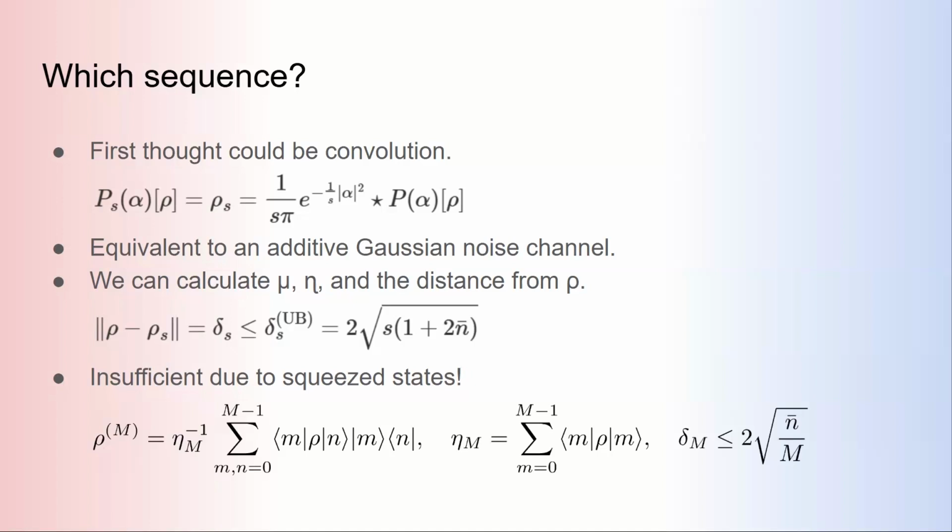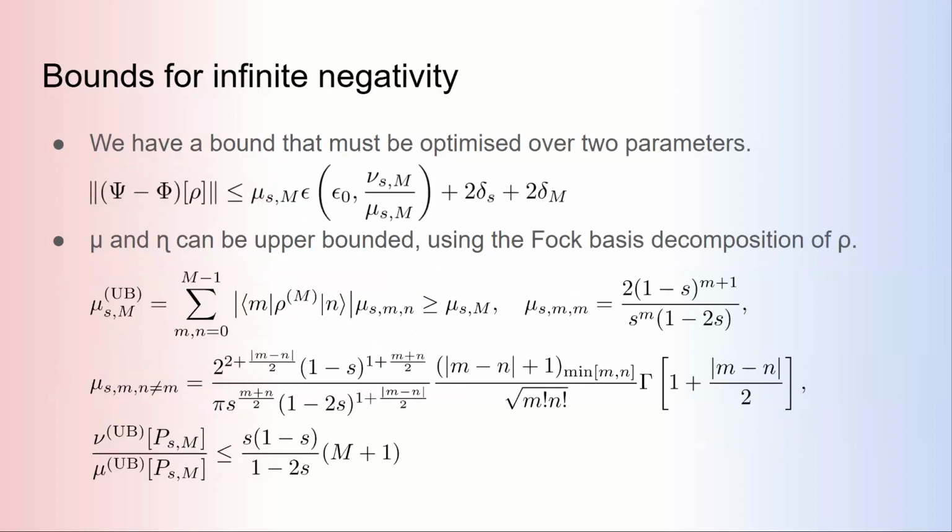But actually this can be tight for pure states, this is tighter. It's just 2 times square root of 1 minus eta m. But for mixed states, it might not be, or there's a different bound. Okay, so then we have bounds for infinite negativity, which have to be optimized over these two parameters, s and capital M. In general, they're very difficult to actually do, but they exist. And we can eventually just take s to 0, m to infinity as epsilon is small, right?